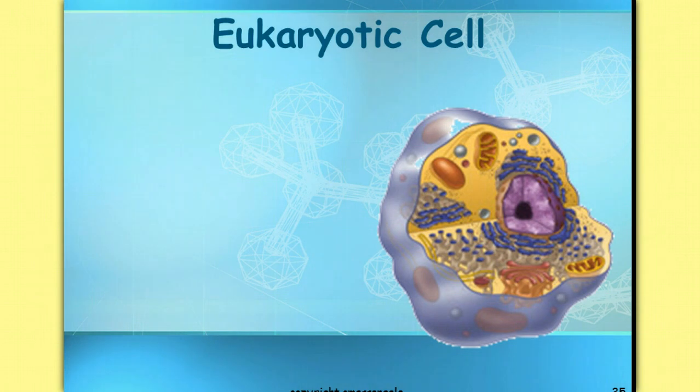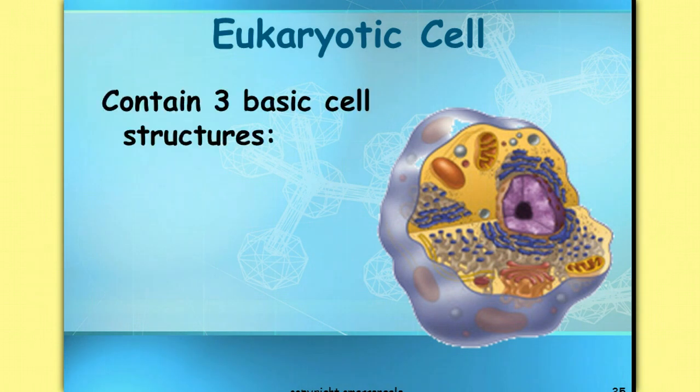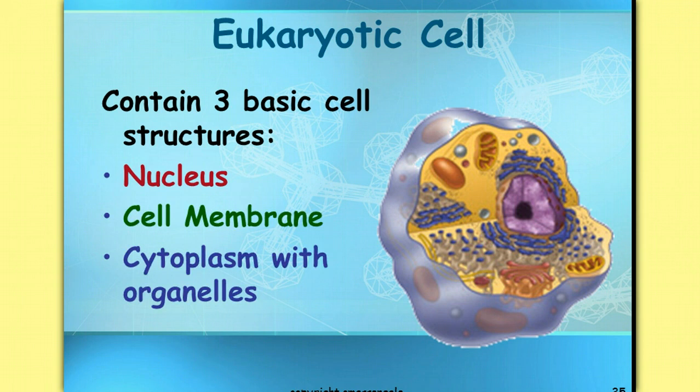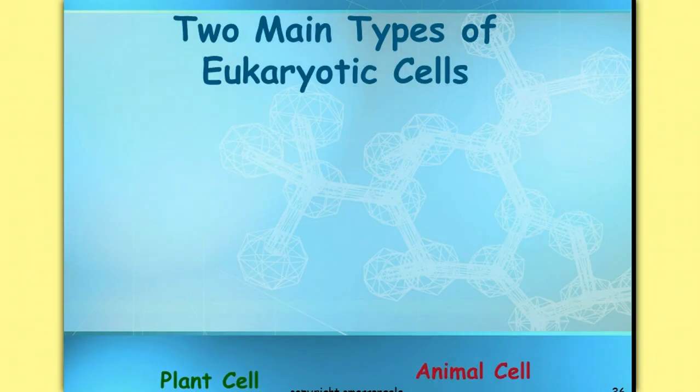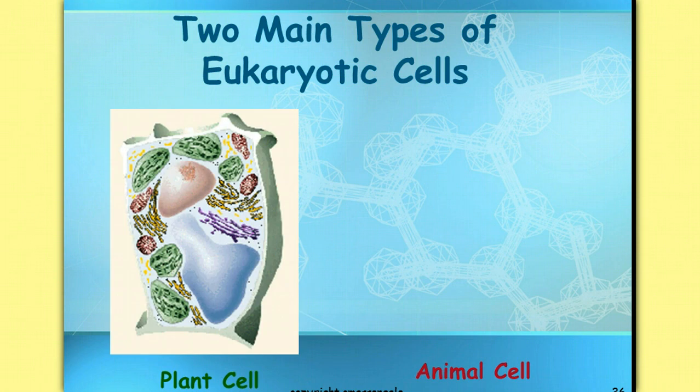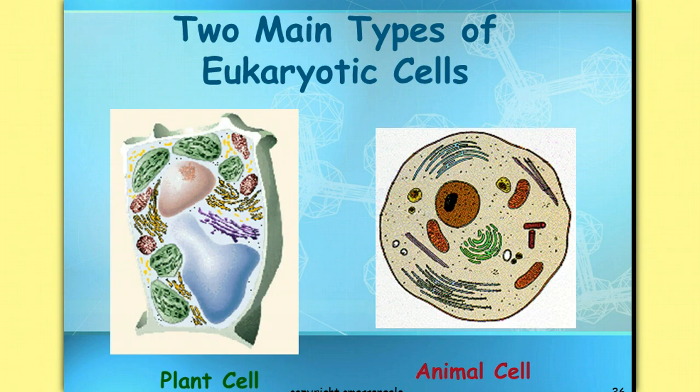So the eukaryotic cell contains three basic cell structures: the nucleus, the cell membrane, and then the cytoplasm, which holds all the rest of the organelles. Okay, so those are the three main regions or basic cell structures. So there's two different types of eukaryotic cells: the plant cell and the animal cell. Now, our goal is going to be to compare and contrast these two cells. What makes them the same? What makes them different? Okay?